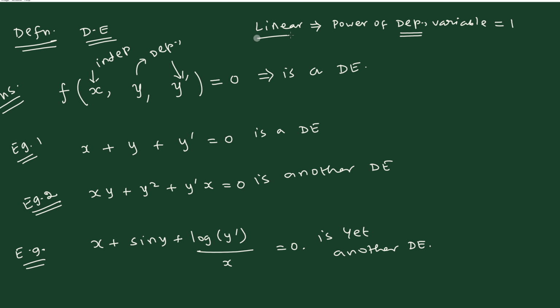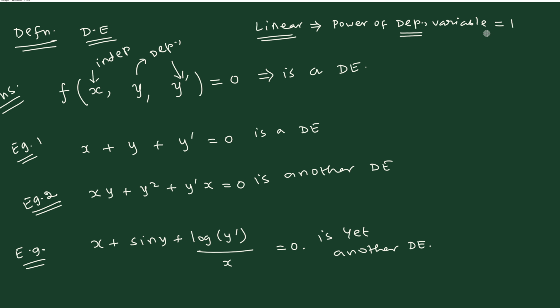So for linearity, meaning a linear differential equation, the demanding condition is that the power of the dependent variable should be exactly 1. Exactly 1 is very important. Approximately equal to 1 is not accepted. Approximately 1 means something like 0.95 or 1.07. Such numbers are not acceptable. They become non-linear. So only if it is exactly 1 is this linear.